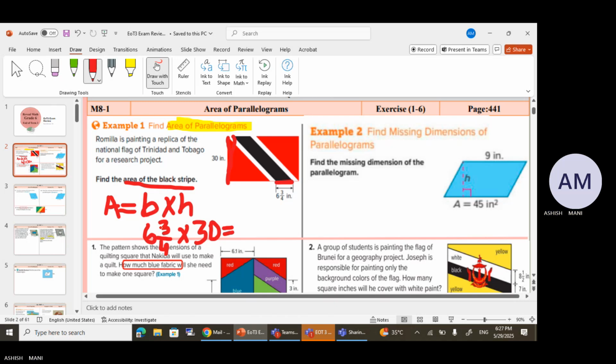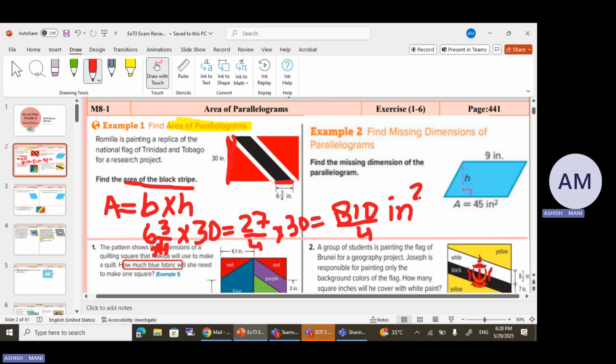Now convert this mixed fraction into an improper fraction. That is 4 multiplied by 6, and then plus 3, which gives 27 over 4. Then multiply 27 by 30. It will come to 810 divided by 4. This is how we get the area of the parallelogram, and please mention the unit, that is inches squared.